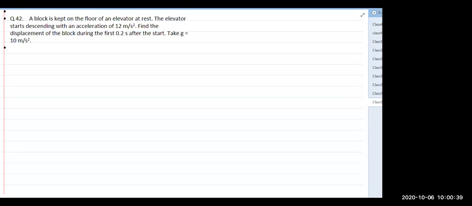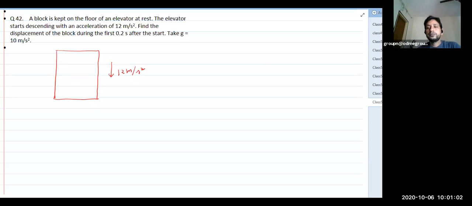Okay, so we have an elevator which is descending with acceleration 12 meters per second square. We have to find the displacement of the block during the first 0.2 seconds. So what will be there in this question? For this, I will explain with the help of a video.